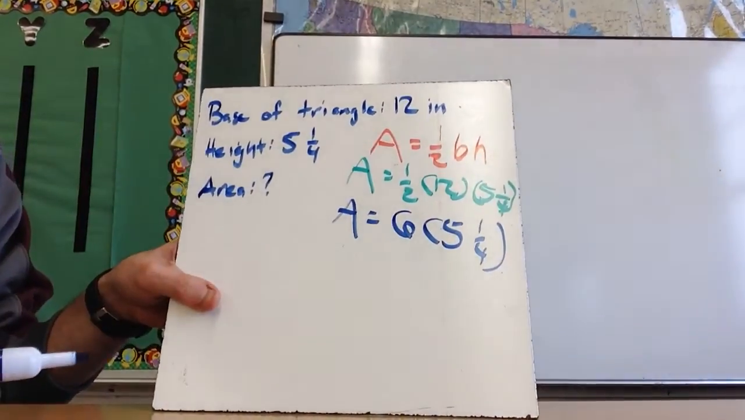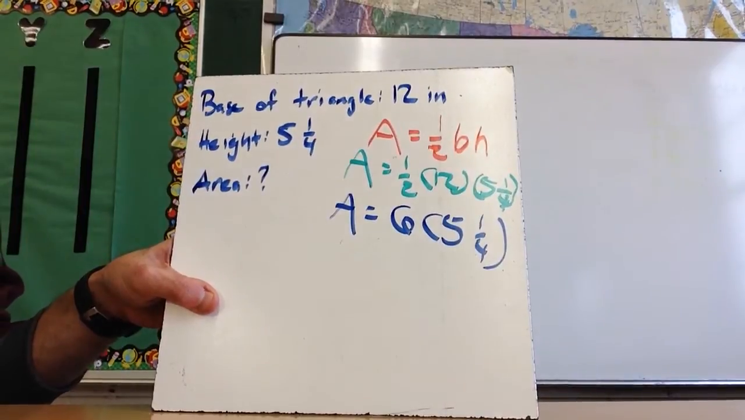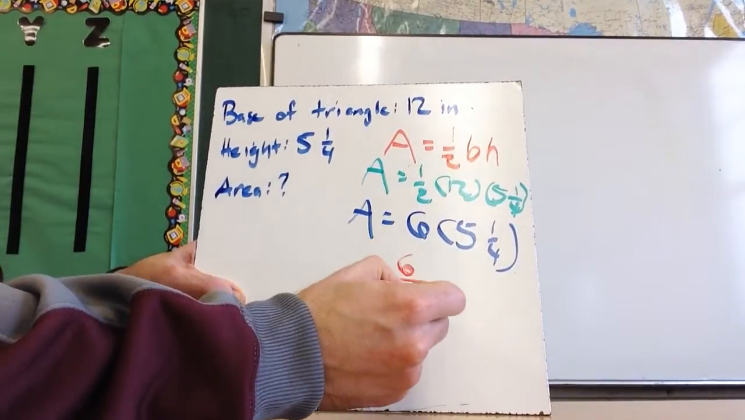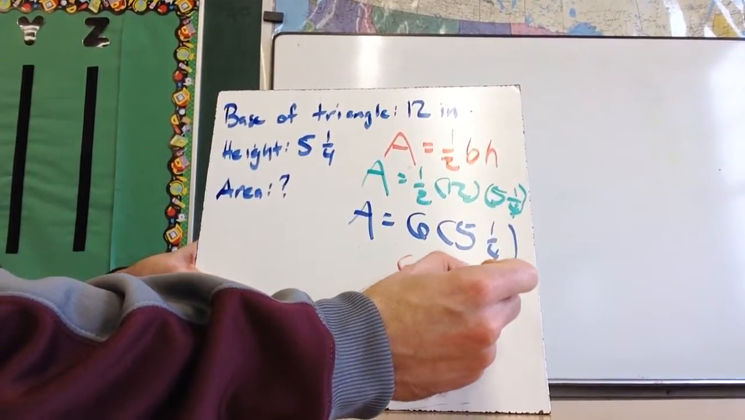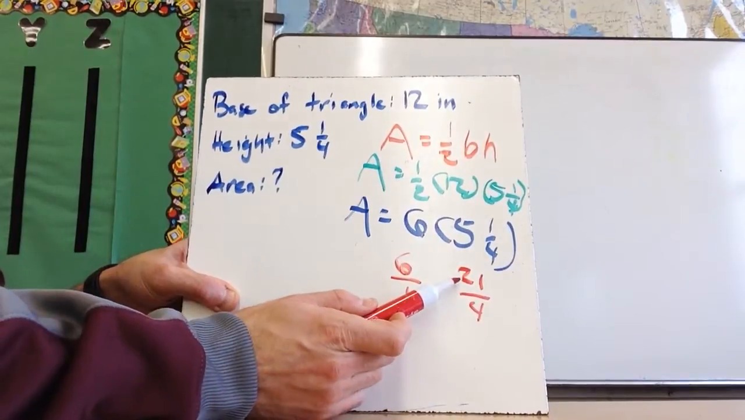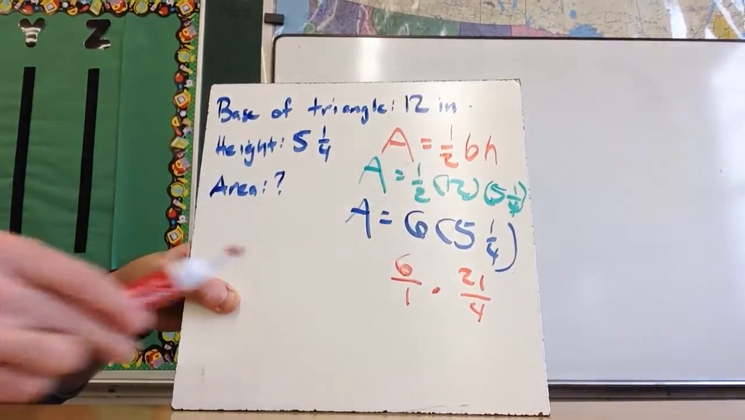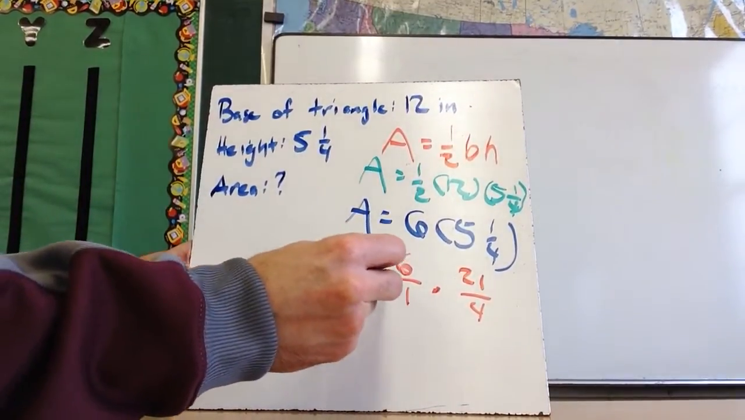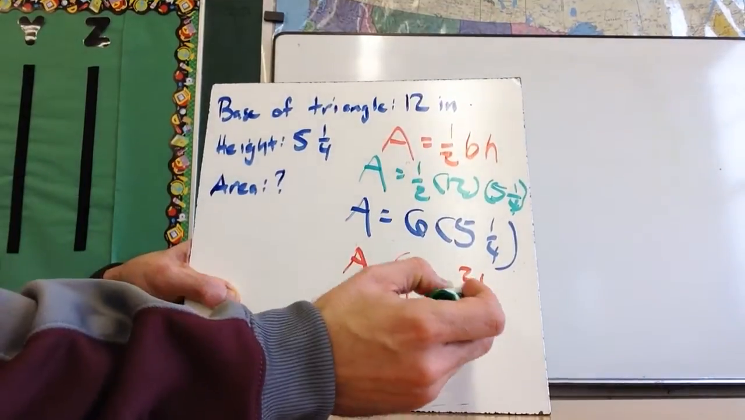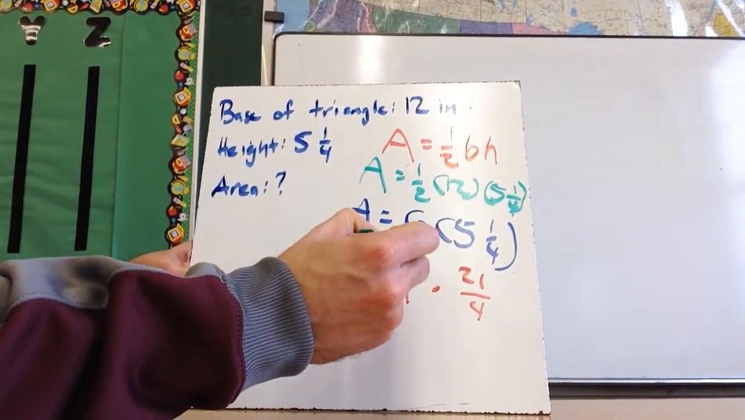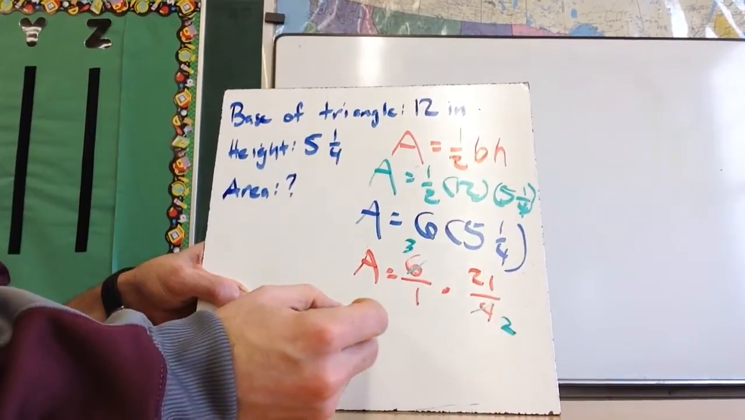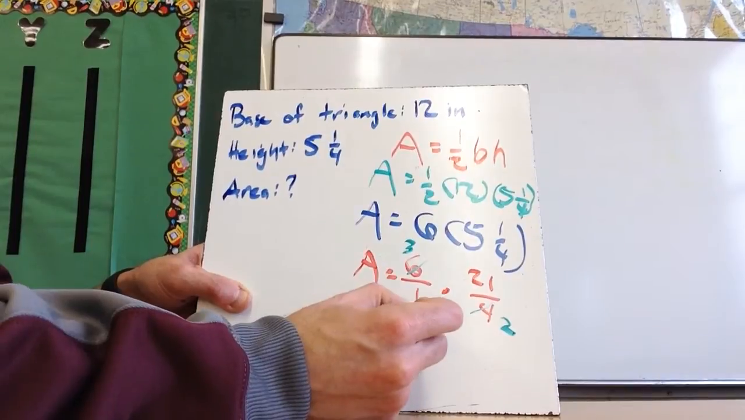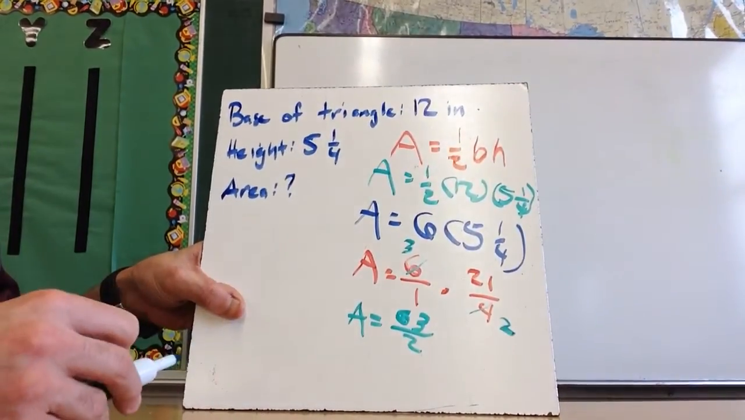There are a couple different ways I could multiply this. I'm going to try to think about ways I could do this without using my calculator. One is to make this 6 over 1 times 21 over 4, so I'm rewriting this as an improper fraction. Then if you remember, I can cross cancel. I'm going to divide out a 2 from here, and this becomes a 3. I'm going to divide out a 2 from here, and that becomes a 2. I now have that the area equals 21 times 3, which is 63 over 2.